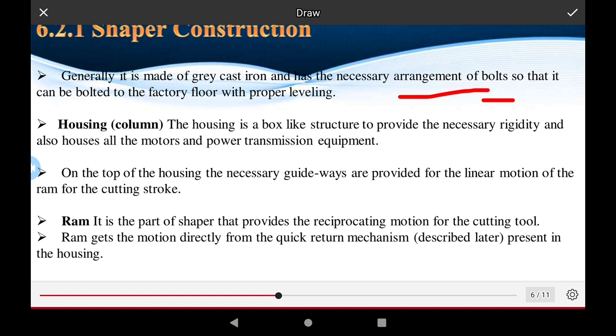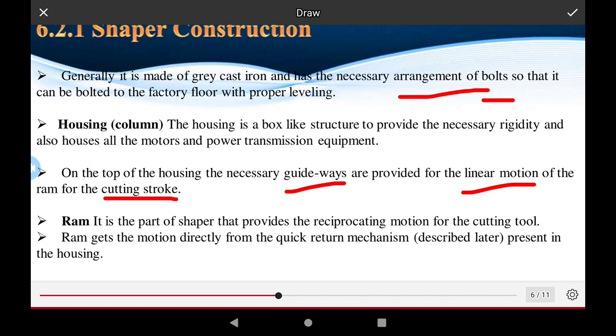The power transmission is on the top of the housing, with the necessary guideway. The guideways are provided for the linear motion of the ram for the cutting stroke. The ram moves in linear motion, receiving forward and backward motion.